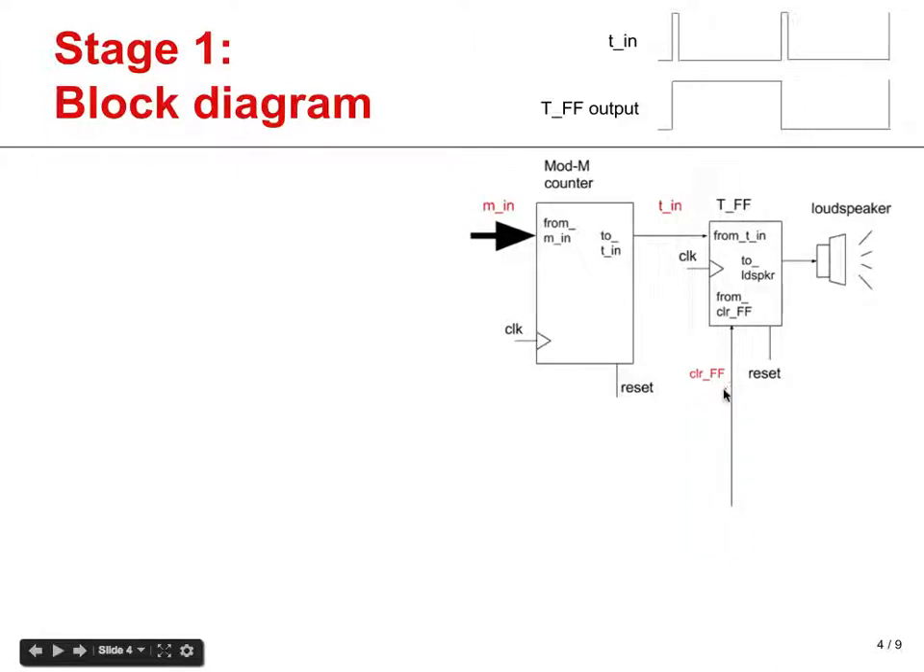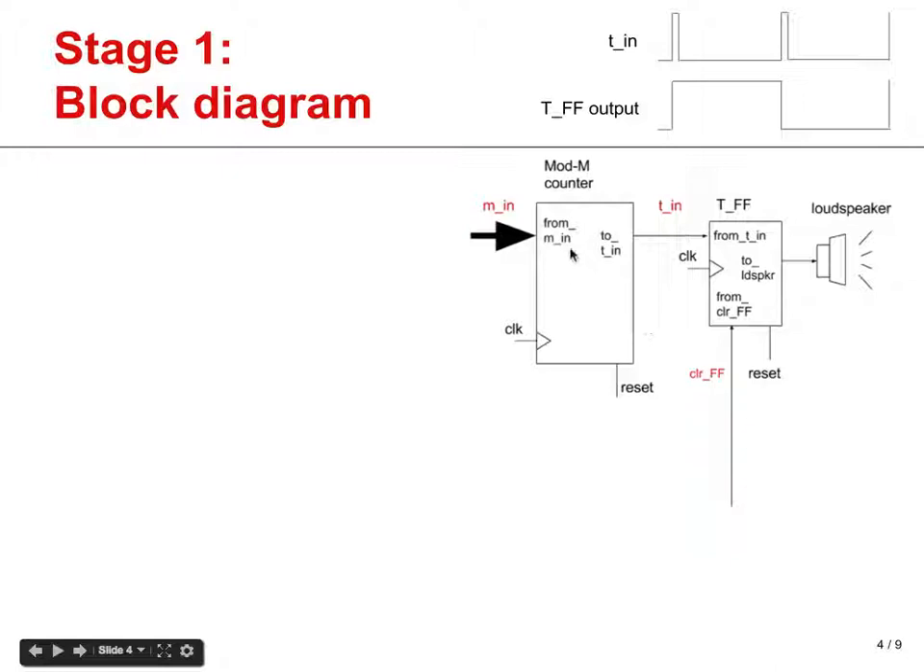You shall notice as well that the toggle flip-flop has a clear flip-flop signal that will be able to override the enable input. That is to say, if the clear flip-flop signal is active, then this will flatten the output waveform. That is to say, it will mute the loudspeaker.